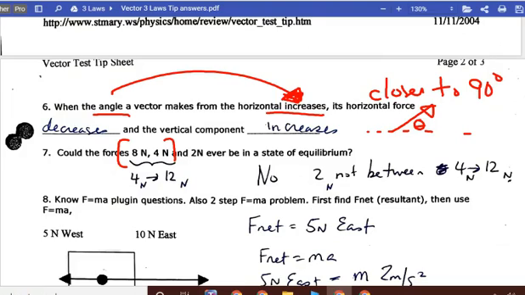I did the first 2. You could do, watch, check this out. I could do 4 and 2. 6 is the biggest, 2 is the smallest, and 8 doesn't fit in that range. Any 2 forces you feel like doing. Add and subtract, look at the 3rd. Does it fit within the range? No, cannot be in equilibrium. What does equilibrium mean? It means balance, and net F equals 0.